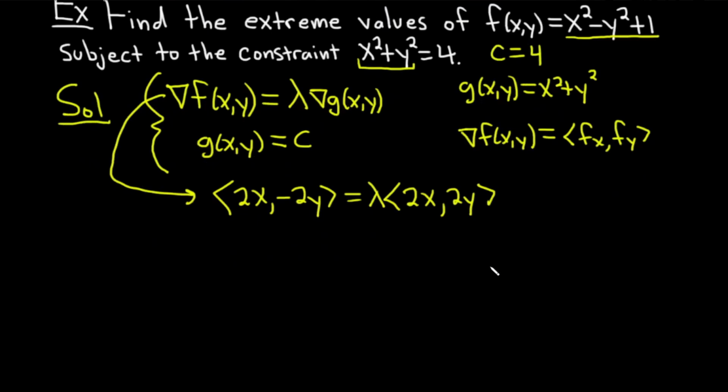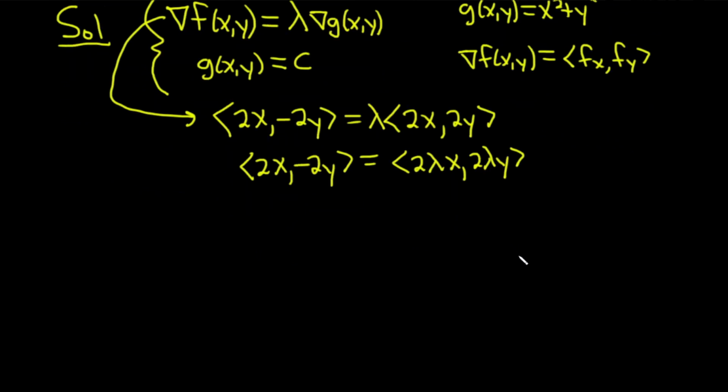Let's go ahead and set their components equal. I'm also going to multiply this through, maybe I'll do that first. 2x, negative 2y is equal to, I'm going to write it like this, 2 lambda x, 2 lambda y. Now two vectors are equal, so their components are equal. That tells us that 2x is equal to 2 lambda x. That's equating the first components. And equating the second ones, we get negative 2y equals 2 lambda y.